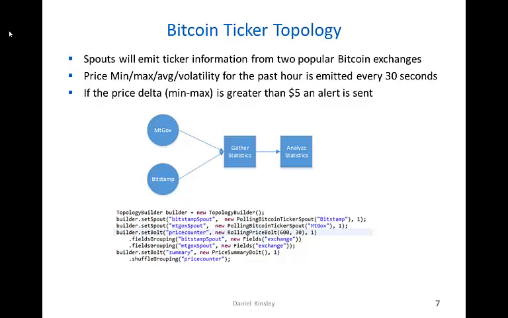These two spouts are connected to the price counter bolt, which is instantiated to keep a 1 hour rolling history and emit the statistics every 30 seconds. The summary bolt calculates the price delta and will alert if necessary.